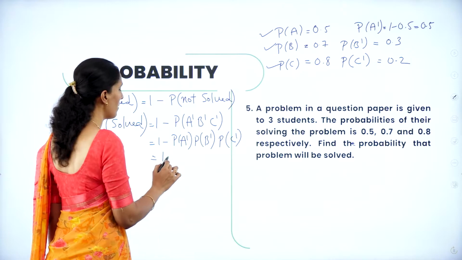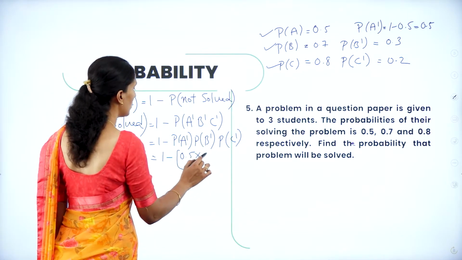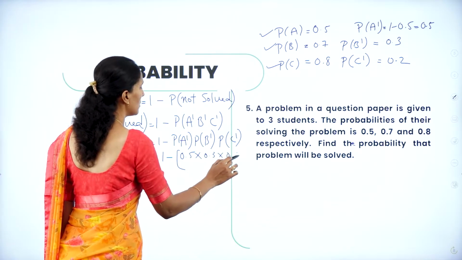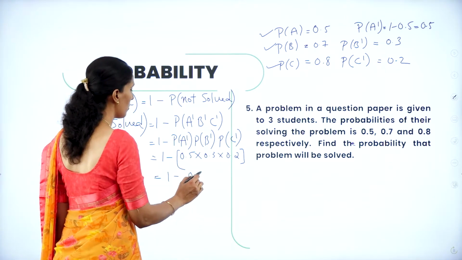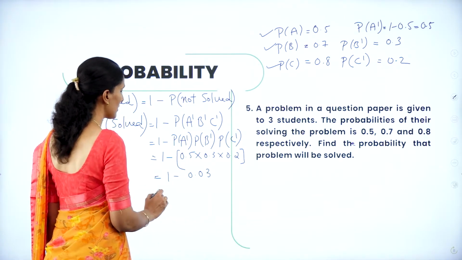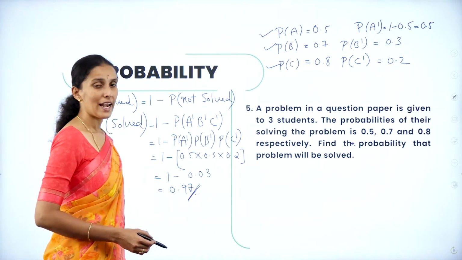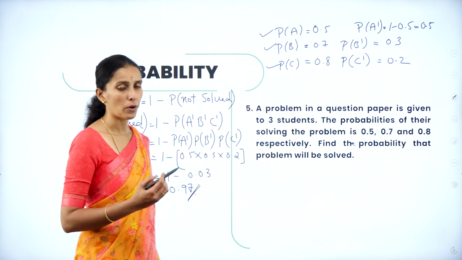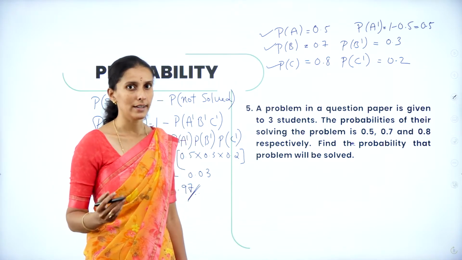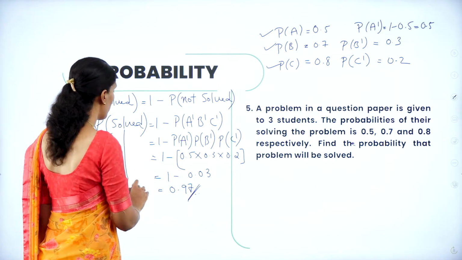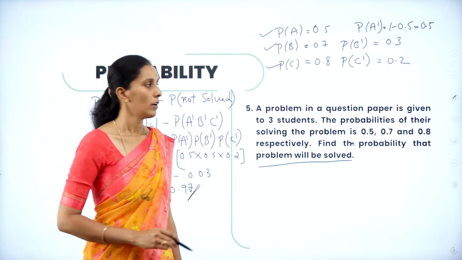So therefore, 1 minus we have 0.5 into 0.3 into 0.2. That is equal to 1 minus 0.03, which is equal to 0.97. So 0.97 in decimal. As I said, a probability may take the value of a fraction or a decimal. So this is the probability value that the problem will be solved. Next question.